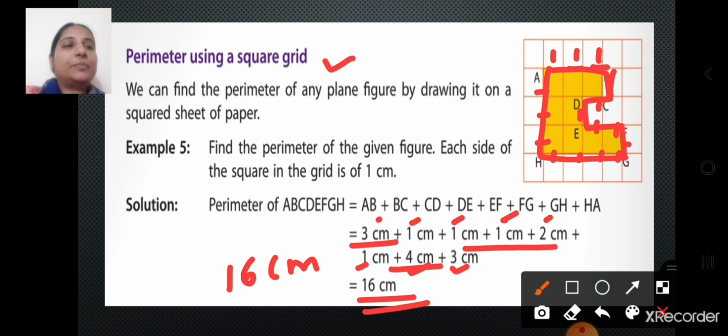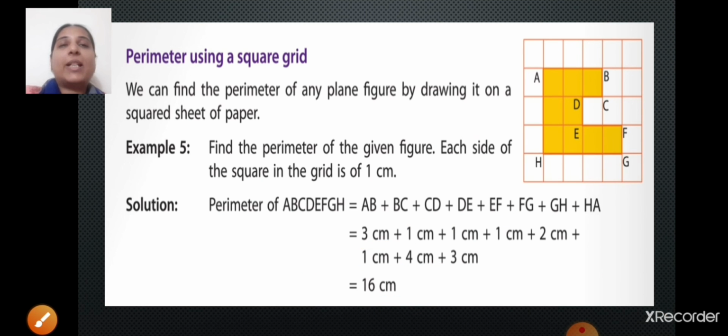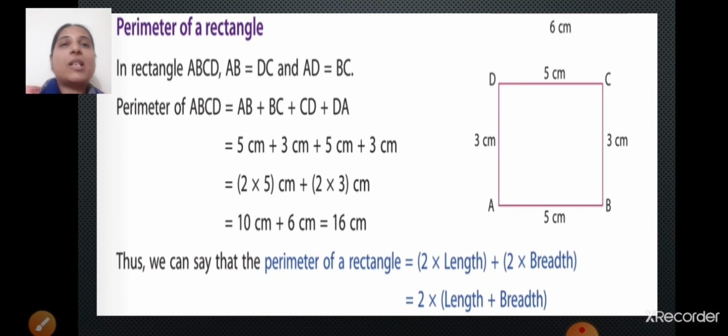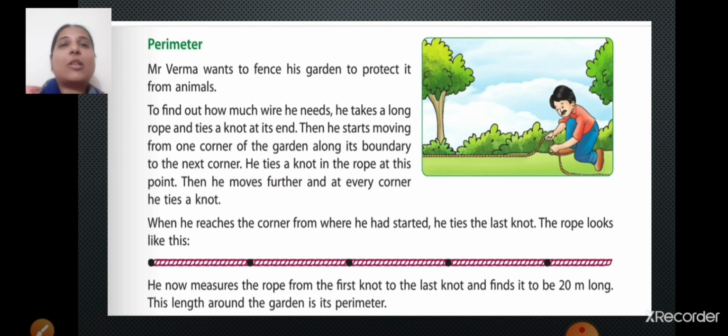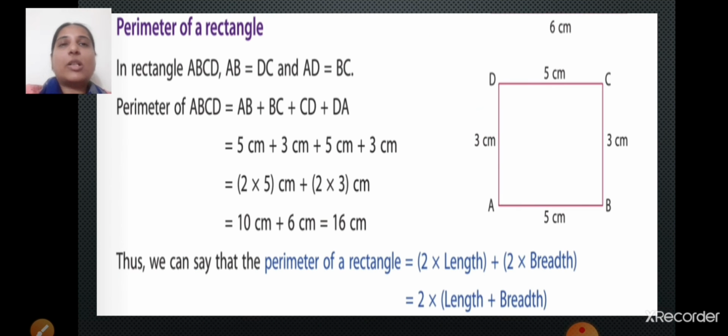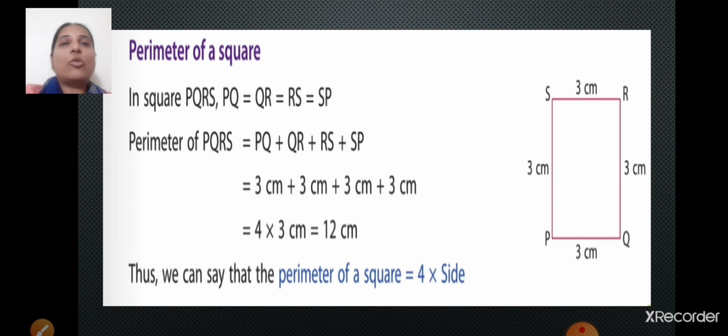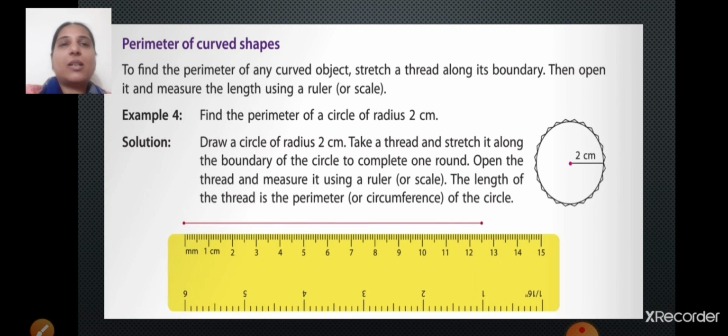So we have already seen that first we saw what a perimeter is. This is the total length of the boundary of a given figure. Then we saw how to find the perimeter of a rectangle. That formula is 2 multiplied by, within brackets, length plus breadth. Then to get the perimeter of a square, because in a square all sides are equal and there are 4 sides, we will use this formula: 4 multiplied by side.